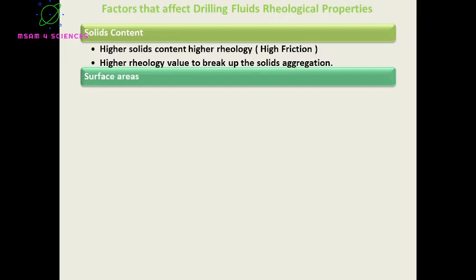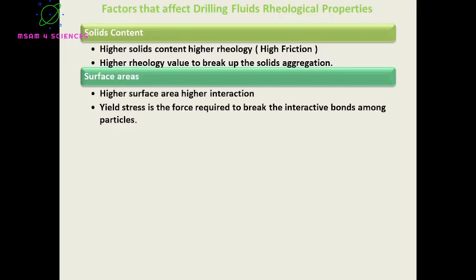Surface area. If the surface area of the chemical composition or the major components of the drilling fluid is higher, then they will react more rapidly. The reaction here will create coagulation due to the bonds among the particles. In this case also, we will need yield stress to break the coagulation and commence flow. Contrarily, if the surface area is less, the interaction will be slow and the drilling fluid will tend to be thinner, so the rheological properties here are less.